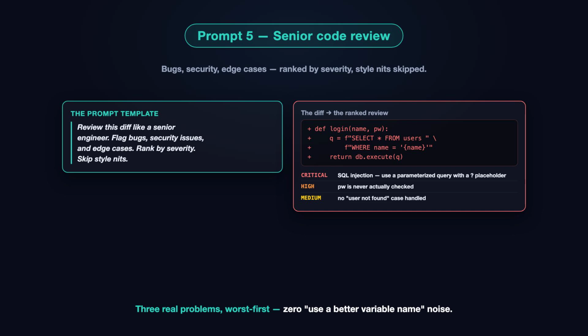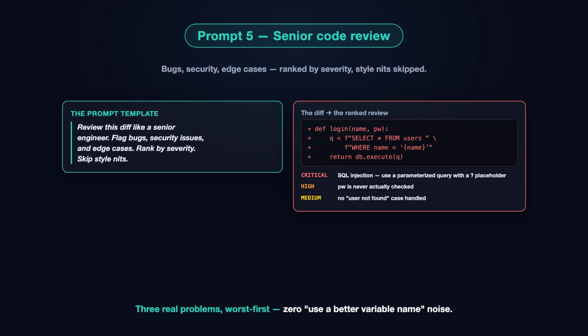Like a senior engineer sets the bar. Flag bugs, security issues, and edge cases tells it the 3 things you actually care about. Rank by severity means the scary stuff floats to the top. And skip style nits kills the wall of "use a better variable name" noise.